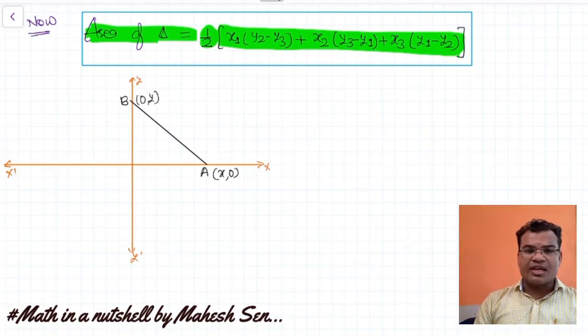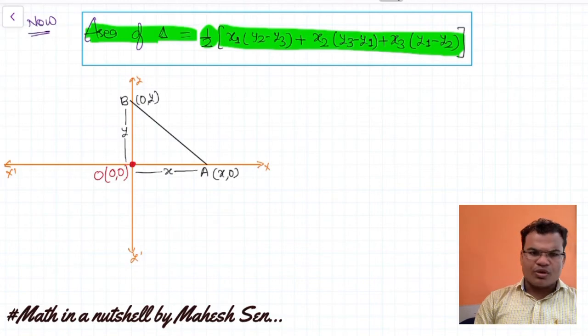For this I can make the diagram. This x y is a coordinate axis and A and B are the points, and x is the length of OA and OB is y. We can take this O as the origin, which is 0 comma 0. So you can see the figure. This is a triangle, BOA.